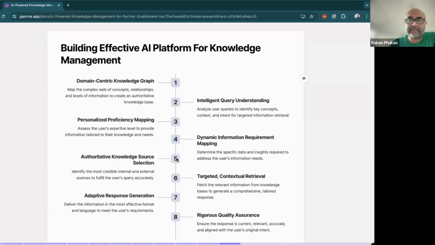The fifth step in the process is that once we have all that information, it boils down to the authoritative knowledge source selection, right? Is the answer likely to be in the product documentation, or is it available in a video presentation that was done, or maybe in the support ticket system, or an online discussion forum? So what is the credible source to really answer what the user is asking for?